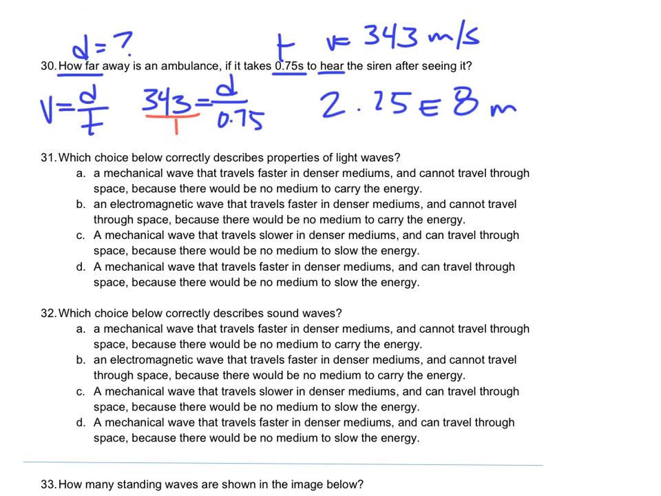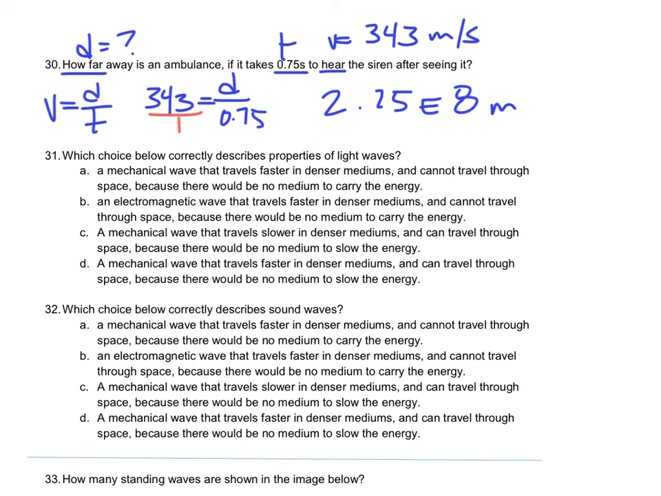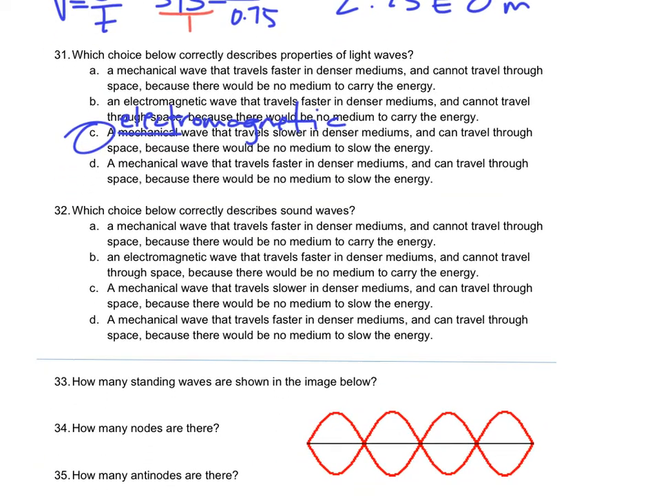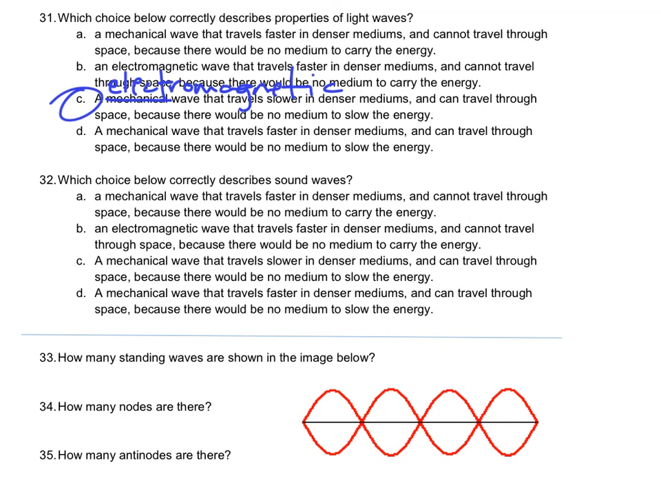Number 31, which choice below correctly describes properties of light waves? Well, in class, I recommended that we cross out mechanical for answer choice C and make it electromagnetic. Our answer is C, because electromagnetic waves travel slower in dense mediums. So as they go from a vacuum to a gas to a liquid to a solid, they slow down. And they travel through space because there is no medium to slow the energy. Best answer C.